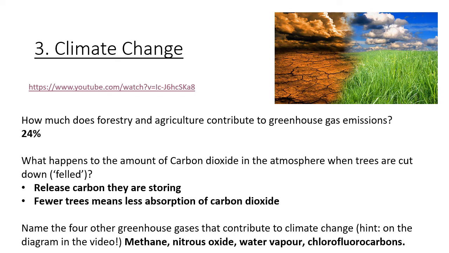Okay, excellent. Let's look at some answers. 24% forestry and agriculture contributes to greenhouse gas emissions. When trees are cut down, when they're felled, or deforestation occurs, they do 2 things. They release the carbon dioxide that they're storing, but they also stop absorbing it. So it's a double-edged sword there. And finally, we have methane, nitrous oxide, water vapor, and, interesting to say, chlorofluorocarbons.